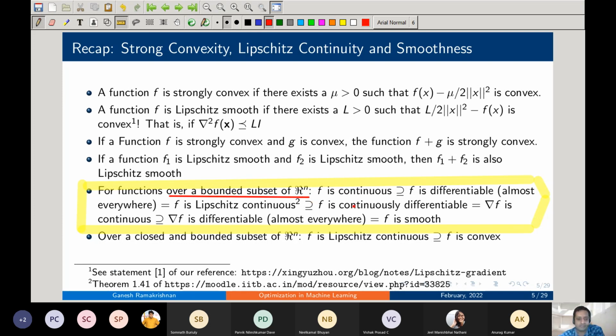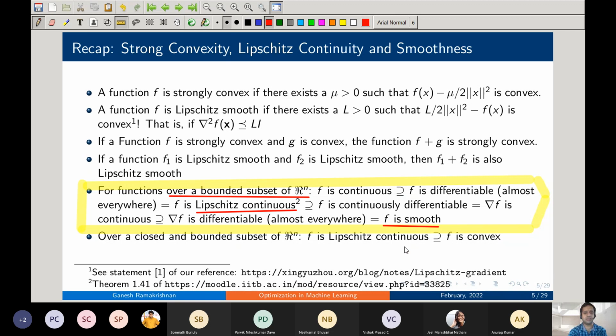So this is not a necessary condition, it is a sufficient condition. If the function is over a bounded subset of Rn, then typically when you say that f is smooth, you would imply that f is Lipschitz continuous. Further, if the subset is not only bounded but also closed, and f is convex, then you would have that it's Lipschitz continuous. So most convex functions are well behaved in many ways, including Lipschitz continuity, not just continuity.